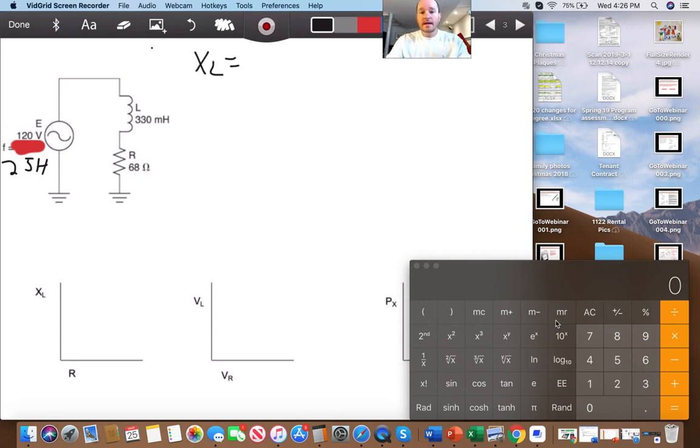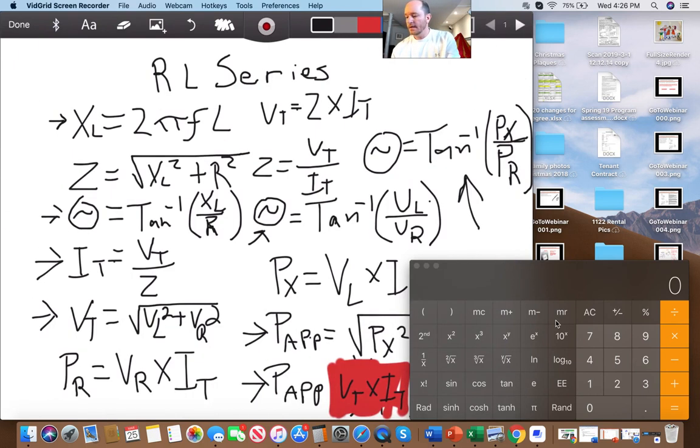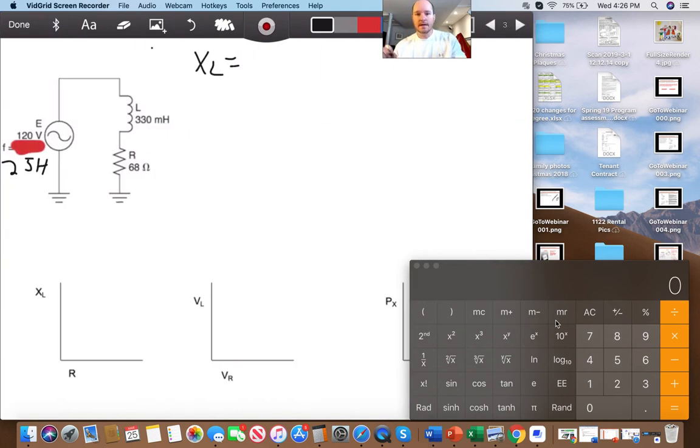And again, I'm not going to run through all the formulas. You still have your formula sheet right here. You guys still have that. You have all that written down.